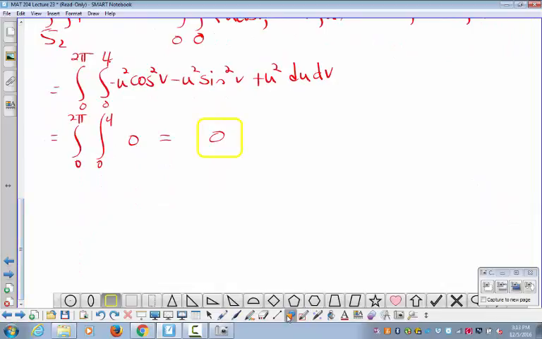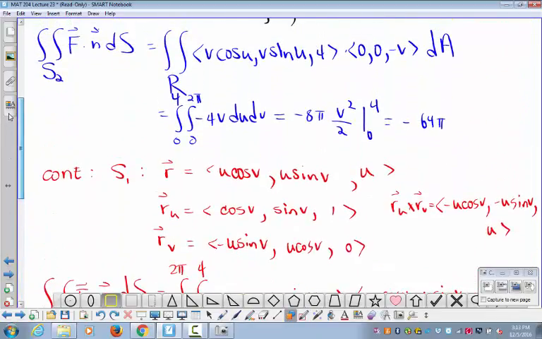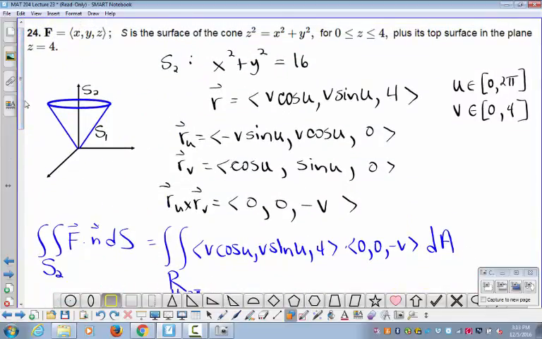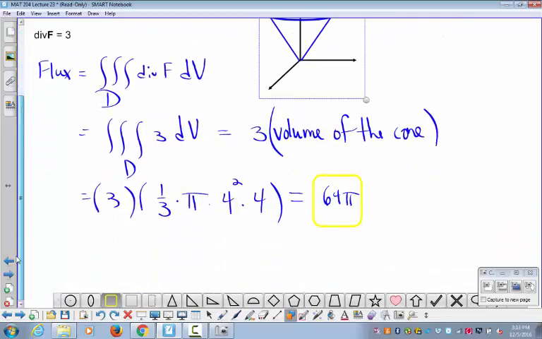And so the one caveat is that the way we parameterized this with our normal vector, that was a downward normal, not an outward normal. So if we want the outward flux, we just reverse the sign and we get 64 pi. And that matches that. Lo and behold.